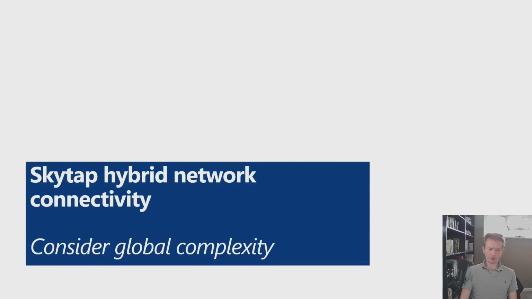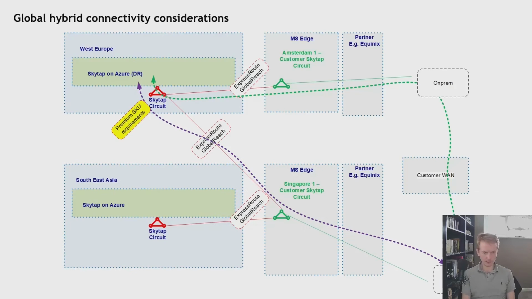Everything I've talked about so far is thinking about Skytap through the lens of a single region. So talking from a single Skytap instance to a single Azure region or a single circuit on-prem. But what if your customer is doing multi-region? They're in multiple regions in Europe, or in Europe and in America. There are some additional things you need to think about. So let's talk about the front-end access and the implications of that globally.